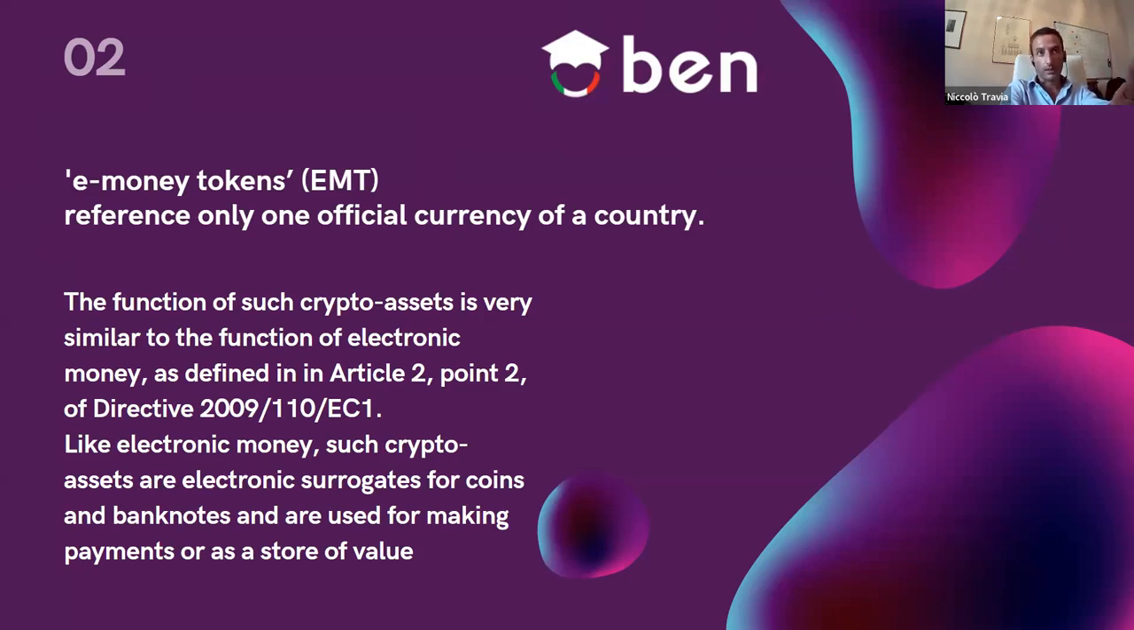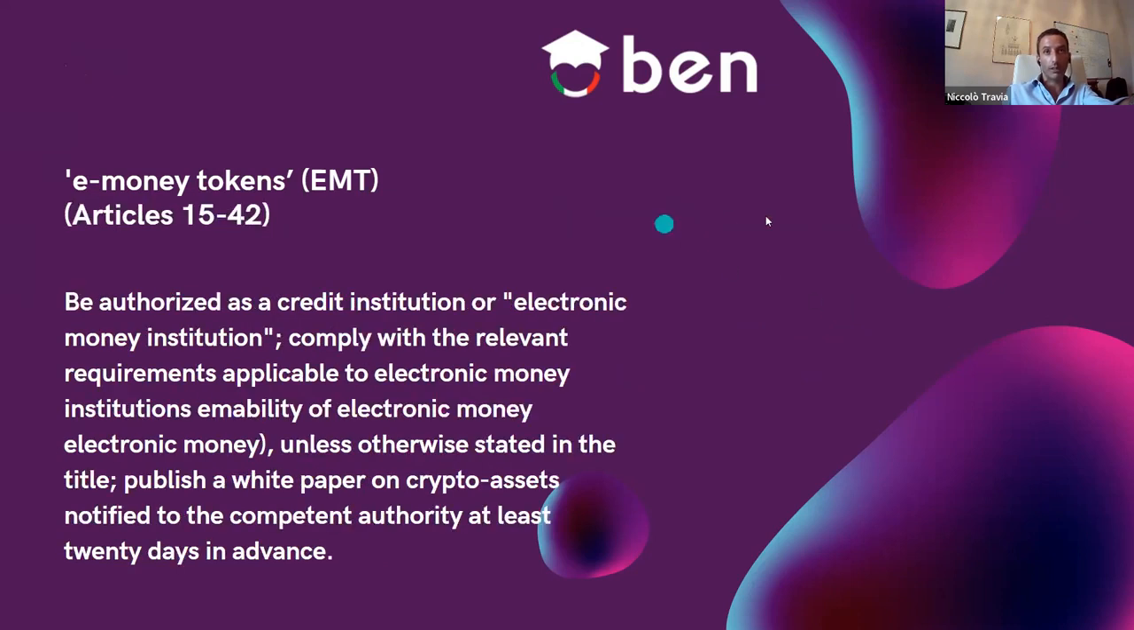So this is basically USDT, USDC, or Euro, I don't know, EURT. And the issuers of these types of tokens have more stringent requisites because they basically have to comply with the requisites that are needed to issue electronic money, not ordinary electronic money, because these crypto assets are electronic surrogates for coins and banknotes and are used for making payments or as a source of value.